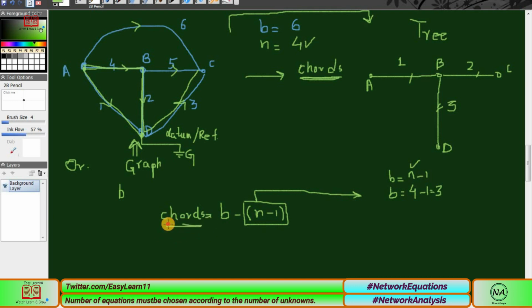Actually the formula of the codes is the branches of the overall network before the making of the tree, that means the branches of the graph minus the branches of the tree. So according to this formula, this is a very important formula, you need to keep it in your brains for the whole episode. Don't forget it. According to the formula, the total branches before making the tree are 6. So B is equal to 6 minus n minus 1.